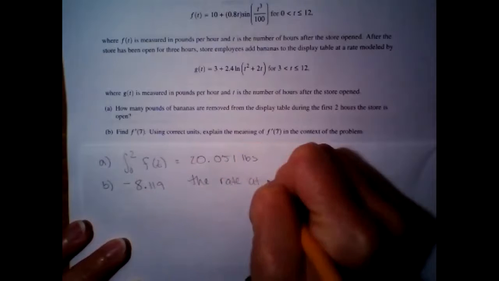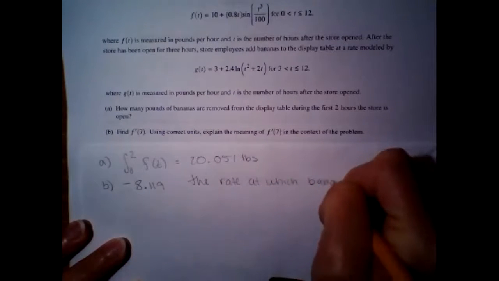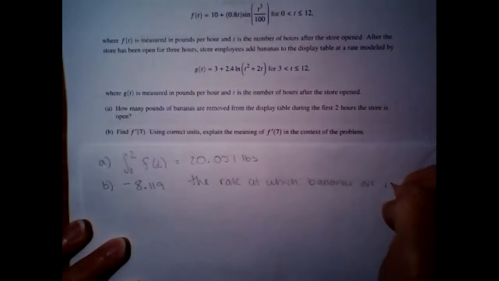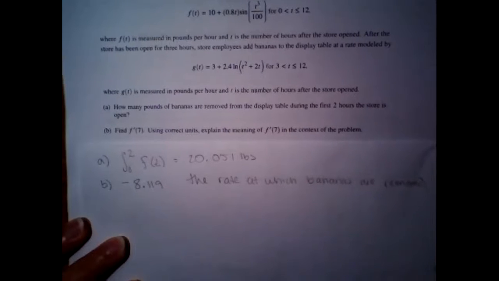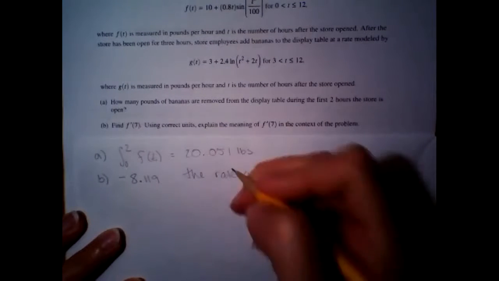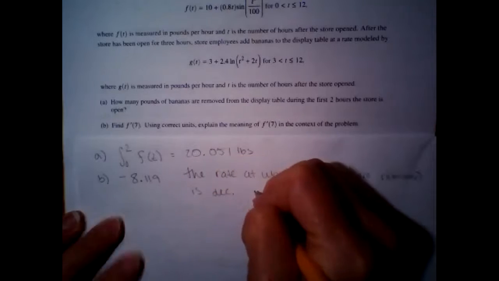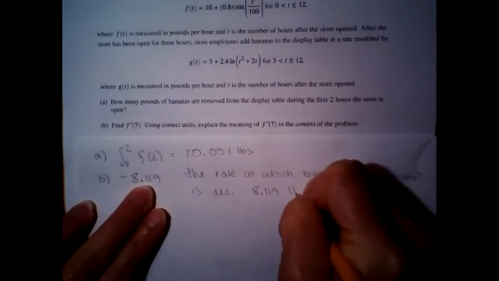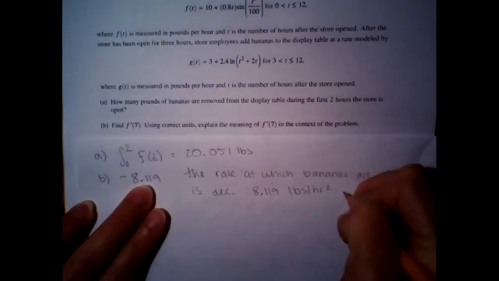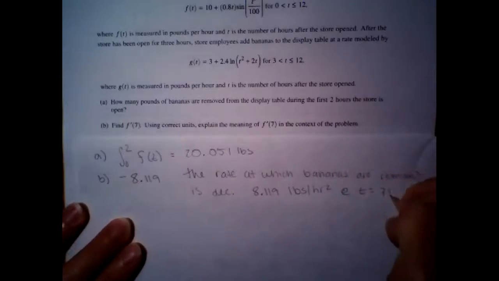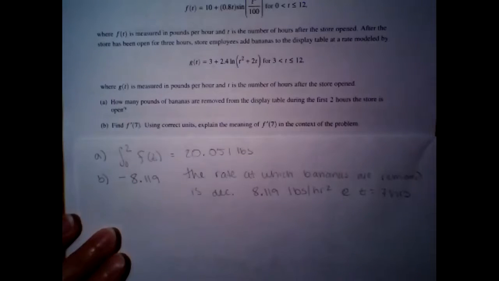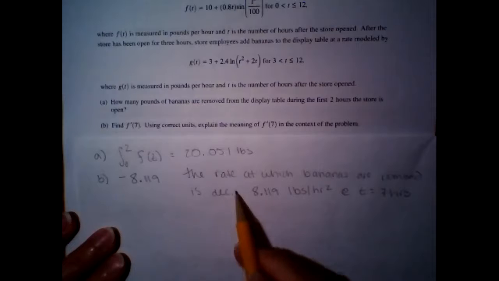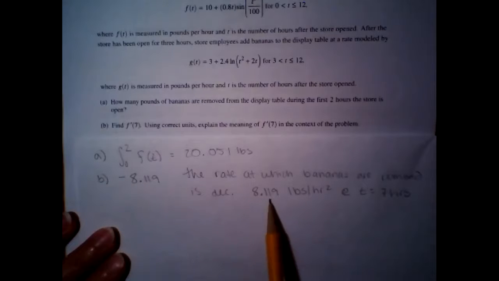So the rate at which bananas are removed, because that was the rate out function, the rate at which bananas are removed is decreasing 8.119 pounds per hour squared at time 7 hours. So it's negative, that means the rate is decreasing. The rate at which bananas are removed is decreasing. I didn't say decreasing a negative amount. The decreasing takes care of the fact that that was negative. Decreasing at this rate, pounds per hour squared at time 7 hours.